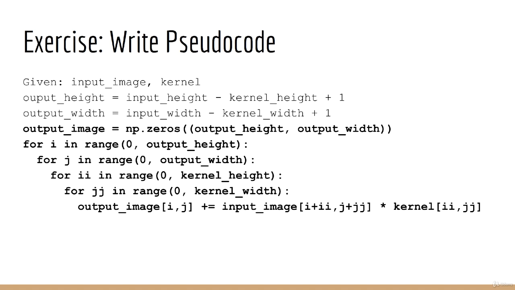Finally, inside all these loops, we have our main calculation, which as promised is just multiplication and addition. We multiply the input image at position i plus ii, j plus jj, by the kernel at position ii, jj, and we add this result to the output image at ij. Now it's okay to accumulate using plus equals because we initialize the output image to be all zeros. As an exercise, you might want to try and put this into code so that you can confirm that it works and returns the expected result.